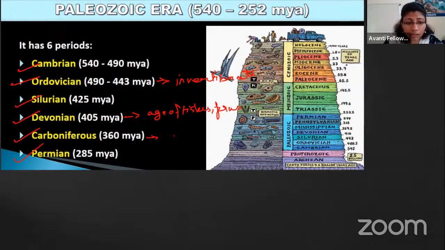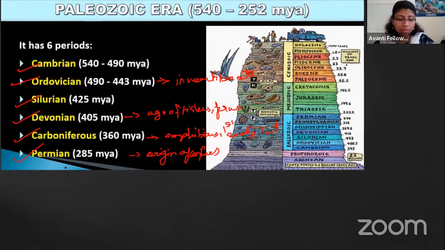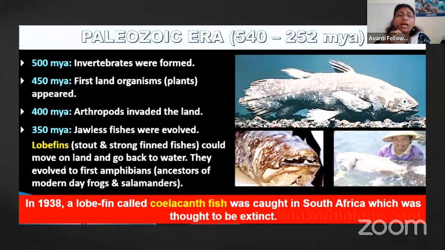Then we have the Carboniferous period. Here we have the amphibians and the first seed plant, that is, the gymnosperm. Then the Permian period is remarked for the origin of conifers. So here we have the six periods in this era. Next we have the Mesozoic era, which existed from 540 to 252 million years ago.